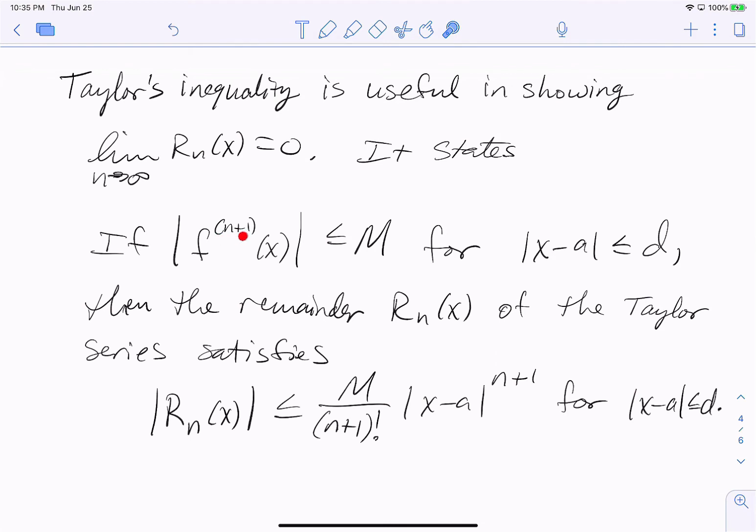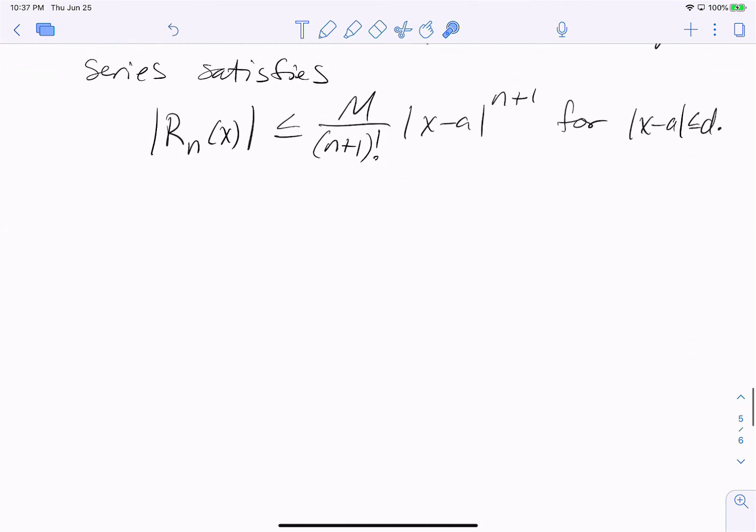Now, this n plus first derivative in absolute value being less than m, that should bring to mind something that we saw when we were looking at approximate integration. I'm thinking the midpoint rule, the trapezoid rule, where the second derivative was less than or equal to some number k on the interval, or for Simpson's rule when the fourth derivative was less than or equal to k. Yeah, so something similar to that is happening here. Let's see what this looks like in action.